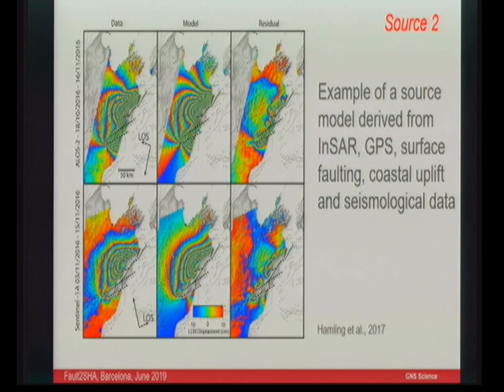Some of this is actually from Ian Hamling's. So the model in the end is derived from InSAR, GPS, some surface faulting and the coastal uplift, and of course the seismological data. But given all this, there's still some significant residuals to the model. So there's lots of them. There's 10 very different models that all fit the composite focal mechanism. So what does that mean?